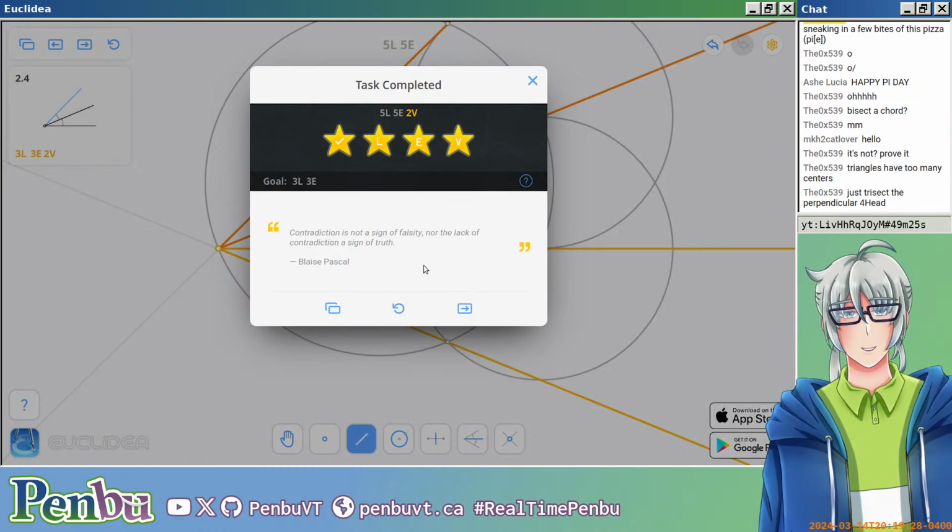Contradiction is not a sign of falsity, nor the lack of contradiction is a sign of truth. Again, from Pascal.